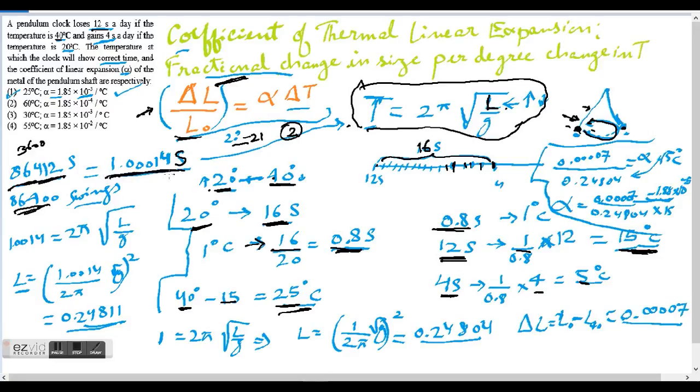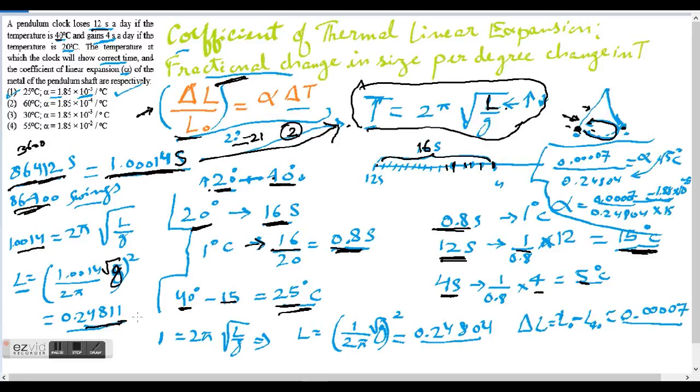Now if this is the time period and we substitute this value in this formula for T, we can find out the length of the pendulum shaft when it increases to 1.0014 at 40 degrees Celsius. So let's substitute: 1.0014 is equal to 2 pi square root of L by G, which will give us L is equal to 1.0014 upon 2 pi times square root of G, whole square, which comes to 0.24811. I have just cross multiplied and moved things around so that you can see. So that is the length at 40 degrees Celsius.